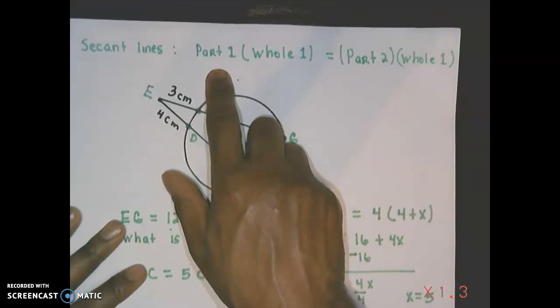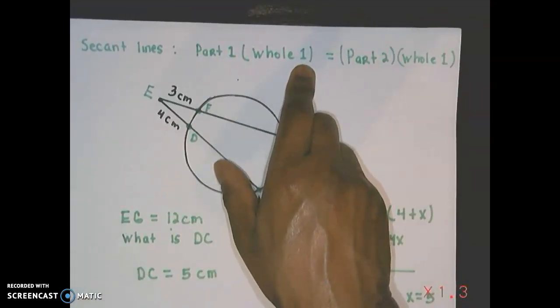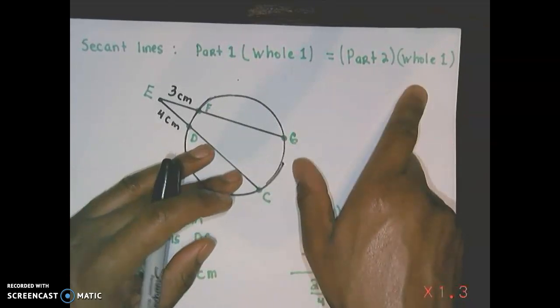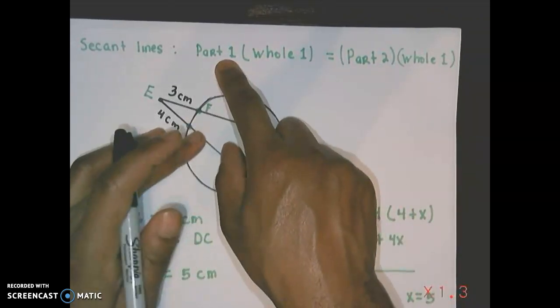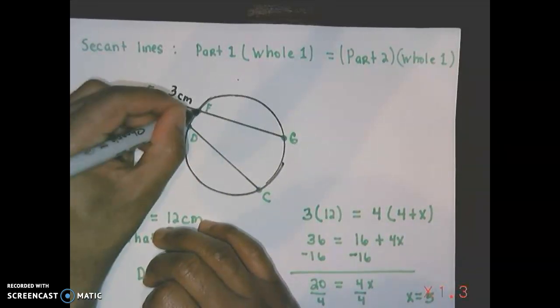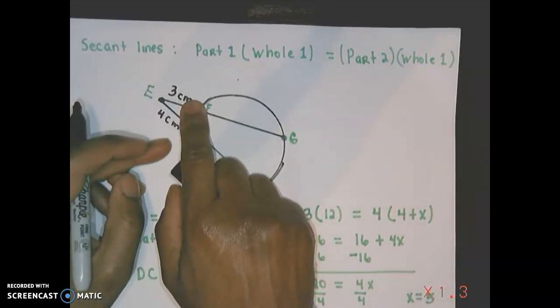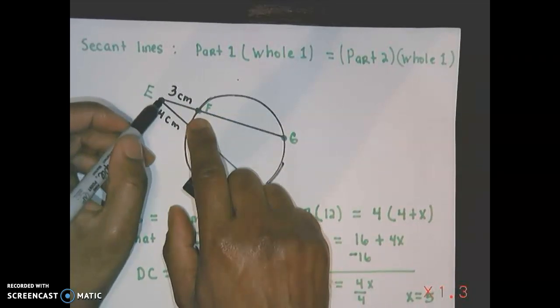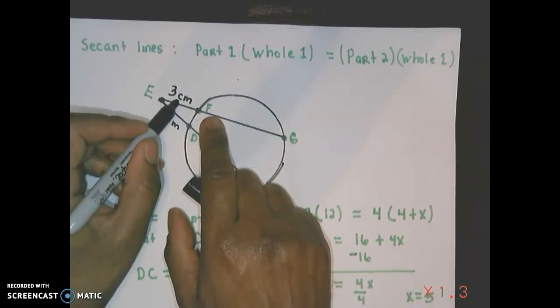We have part times whole is equal to part times whole. And I call it part 1. It doesn't matter which one you choose for part 1. So you can see here EF, I'm going to use that as part 1. So the distance from E to F is 3 centimeters.